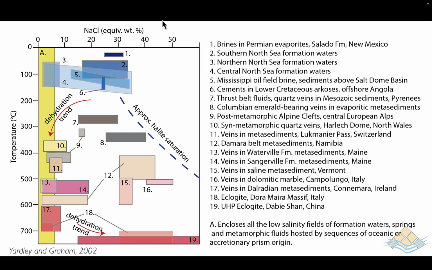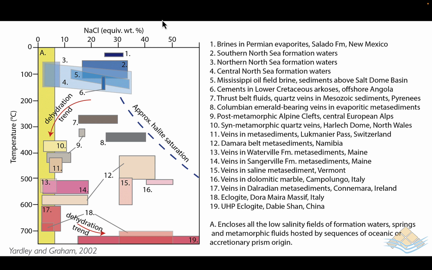We can see there is an inheritance of high salinity in the brines coming out of what was an evaporitic precursor. High salinities are often inherited from the original high salinity basinal brines in our diagenetic realm as we pass into the metamorphic realm. It's interesting also if we look at the area of the rectangle enclosed in A, that indicates the low salinity fields for formation waters, springs, and metamorphic fluids that are sitting within oceanic or accretionary prism waters, where we did not have high salinity in the original basinal fluids.